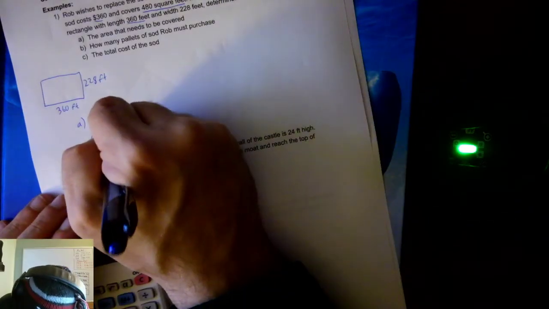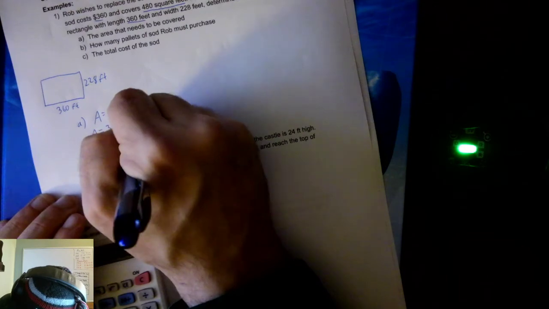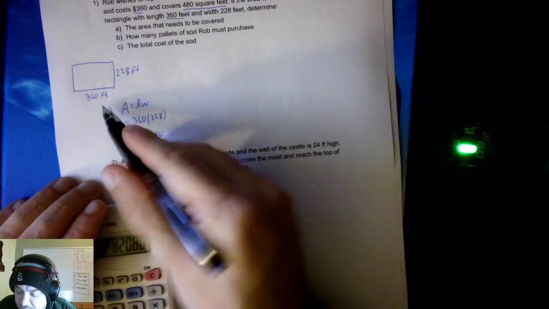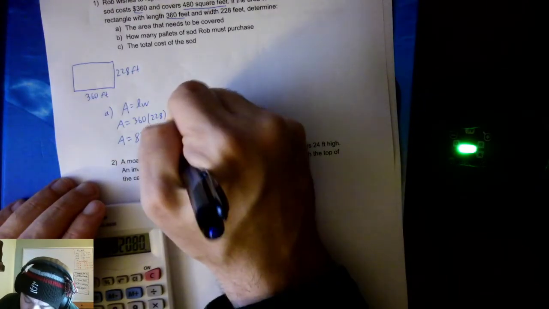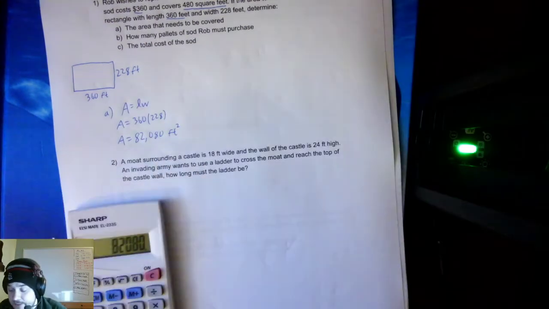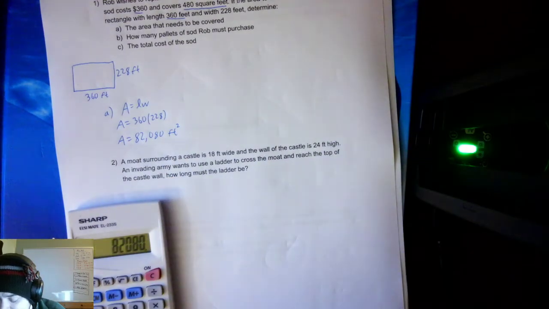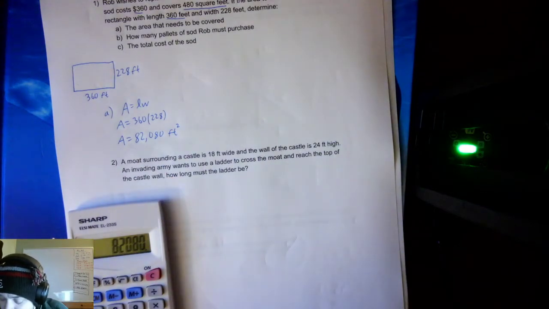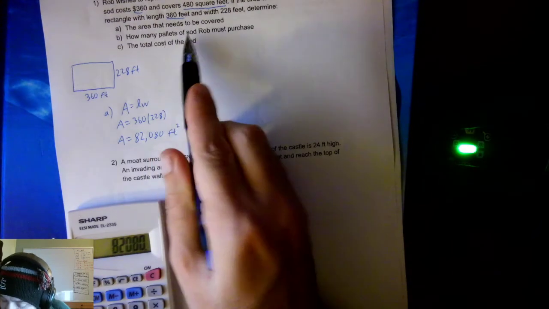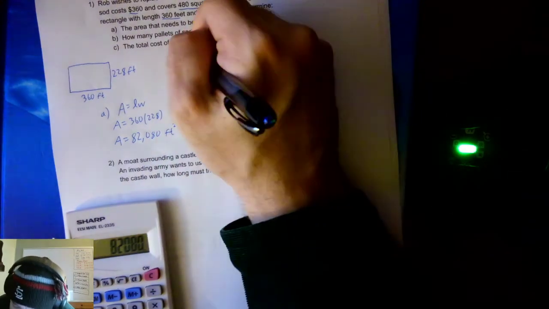82,080. And it's feet squared, right? It's area. So it would be feet because I started with feet, and it would be squared. So the area that needs to be covered is 82,080 square feet. Now, how many pallets of sod must Rob purchase?